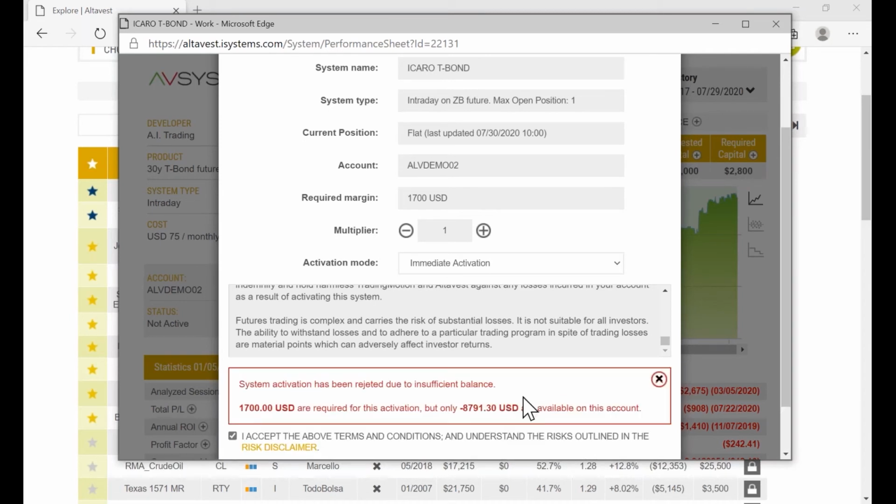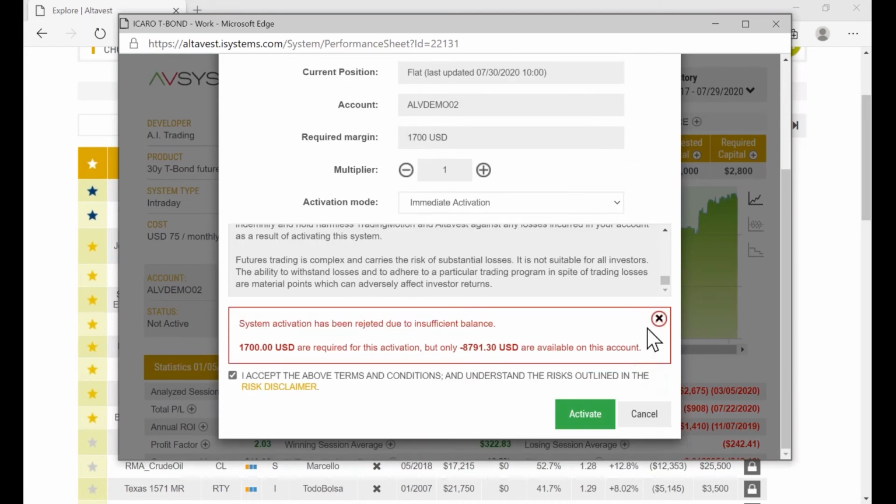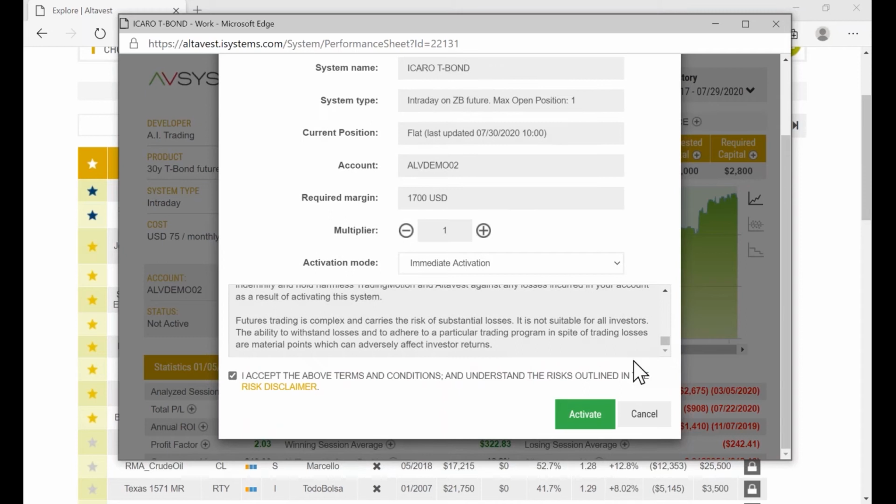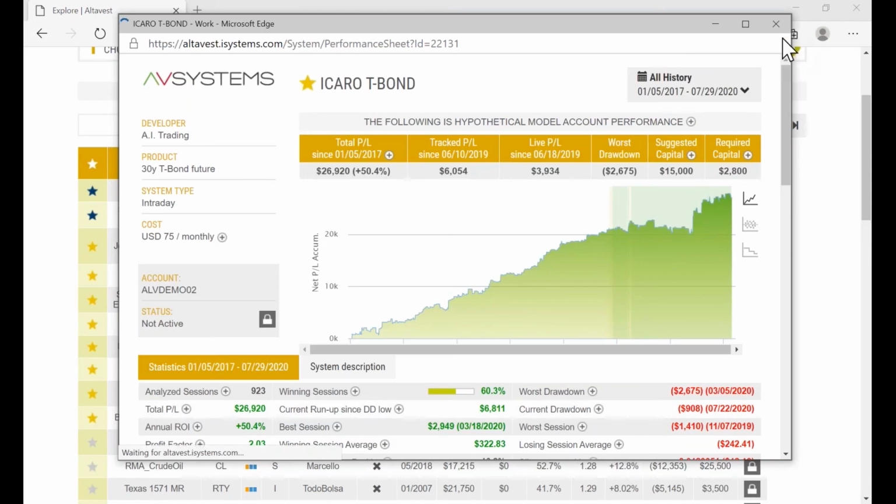Oh, that's okay. Yeah, so there was not enough in the demo account, which is fine that you get to see that, because people always ask, what happens if you try to add a system and turn it on live, and you don't have enough money in your account? Well, this is what happens. It'll give you a notice that you have an insufficient balance. So that's perfect that you got to see that. But let me show you if it did activate, where you would find it. So let's cancel that. Let's close this.